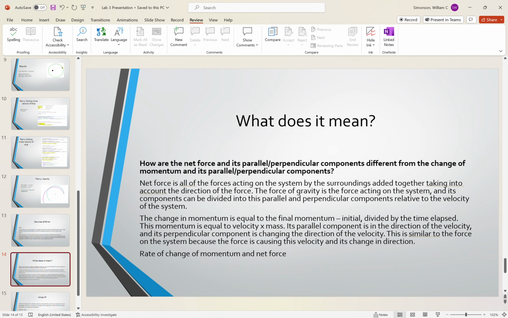What does this mean? The net force is all the forces acting on the system by the surroundings added together, taking into account the direction of the force. The force of gravity is the force acting on the system, and its components can be divided into the parallel and perpendicular components relative to the velocity of the system. The change in momentum is equal to the final momentum minus initial, divided by time elapsed.